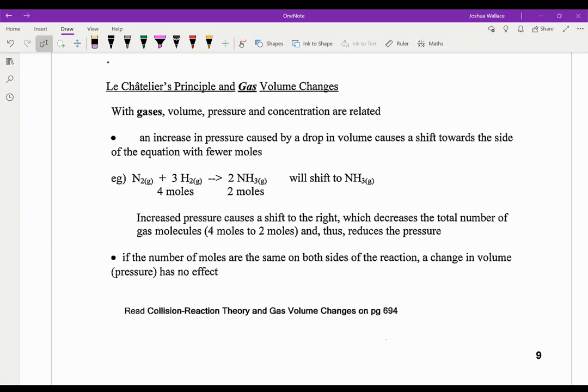Le Chatelier's principle and gas volume changes. With gases, volume, pressure, and concentration are related. An increase in pressure caused by a drop in volume causes a shift towards the side of the equation with fewer moles. So we have N2 reacting with H2 to produce NH3, and we have more moles on the reactant side, so it will shift to NH3. Increased pressure causes a shift to the right, which decreases the total number of gas molecules from 4 moles to 2 moles, and thus reduces the pressure. If the number of moles is the same on both sides of the reaction, a change in volume or pressure has no effect.